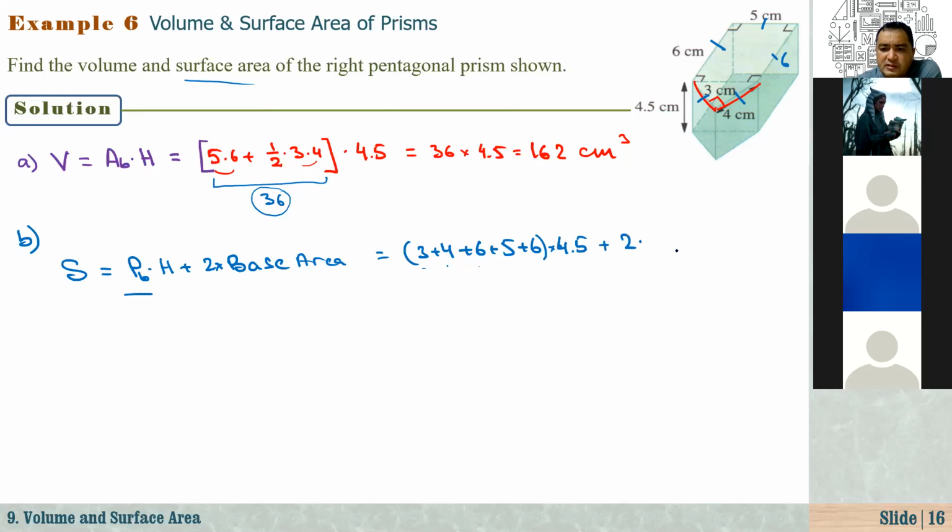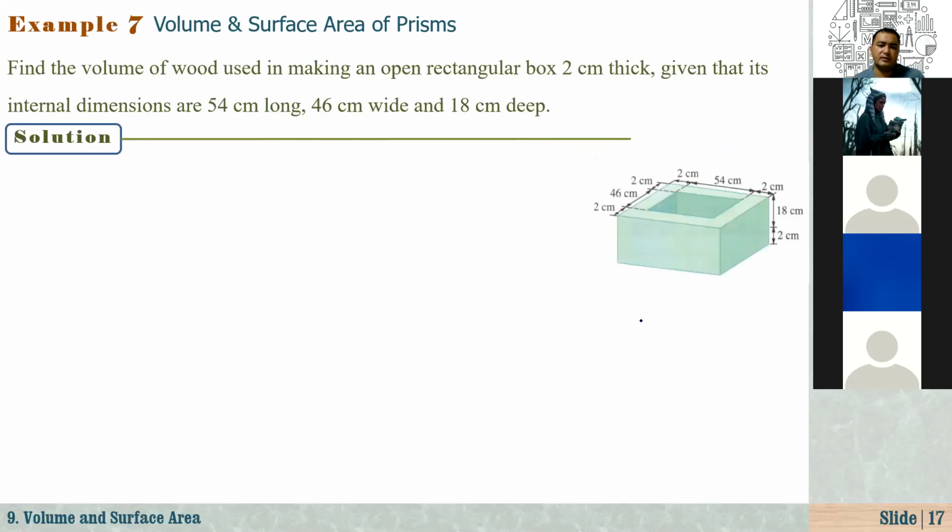Plus 2 times top and base. What is the top and base? That's 36, so I should write here 36. Which is equal to 3 plus 4, 7, 7 plus 6, 13, 13 plus 5, 18, 18 plus 6, that is 24, times 4.5 plus 72. 24 times 4.5 is equal to 108, and plus 72, that's equal to 180 cm squared. That is the total surface area of this one. That is our last question for today.